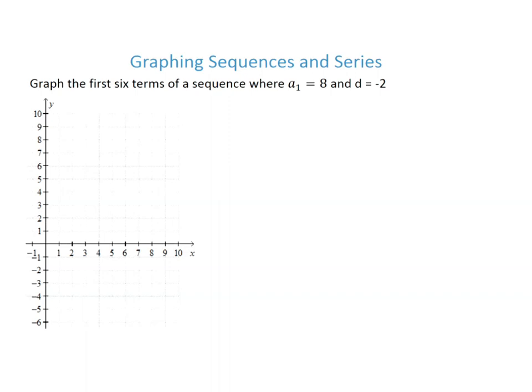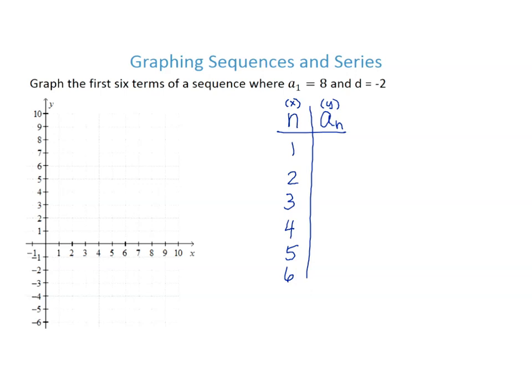Graph the first 6 terms of a sequence where a1 is 8 and b is -2. Well, if we're going to graph this sequence, we're going to need to create a table of values. So instead of x and y, which is really what they relate to on the graph, I'm going to put n and an, because n is the number of the term, like the first one or the second one or the third one, and so on. And an is what I get when I plug that given n in.